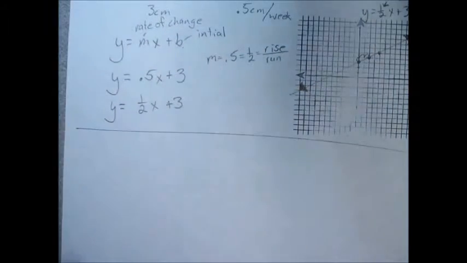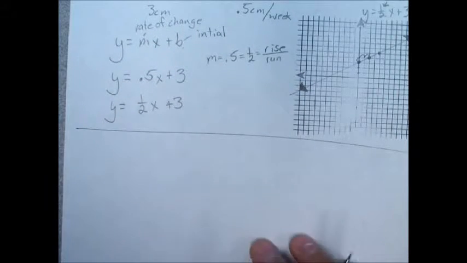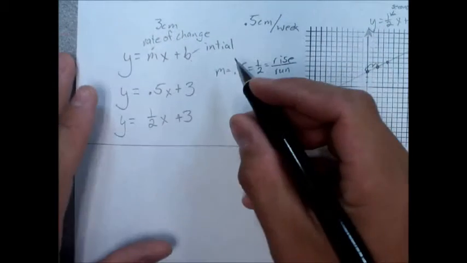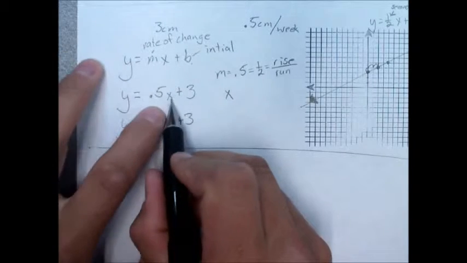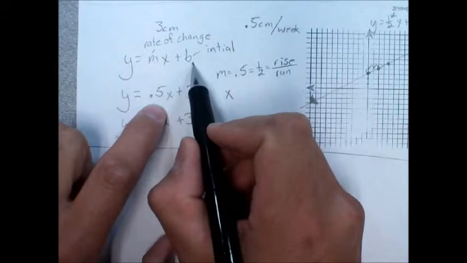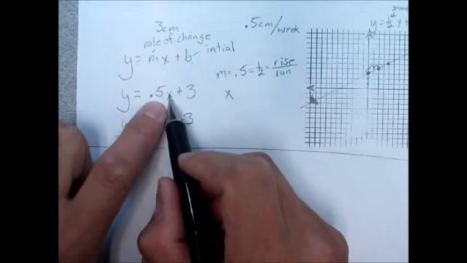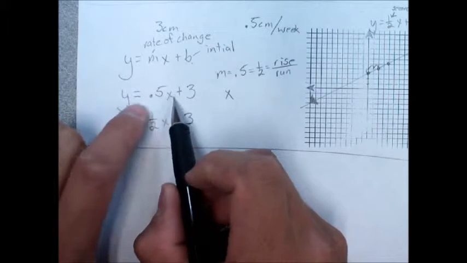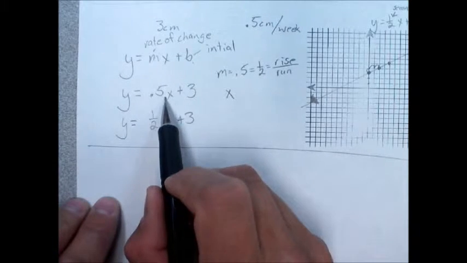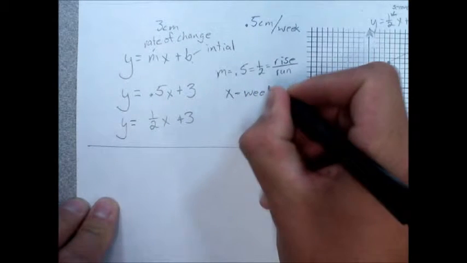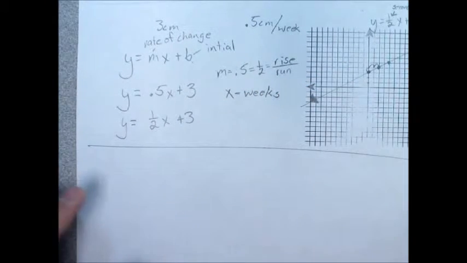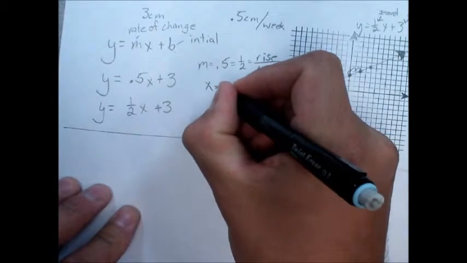Let's go on to defining our variables here. Okay. We already know our rate of change. We knew our initial. But what does x stand for? When I plug in something for x, so if I said it grew 1/2 centimeter per week, what does x stand for? Weeks, right? So I need to define that. I need to say x is weeks. Sorry, that's 2 lines, but you can't really see it up there.